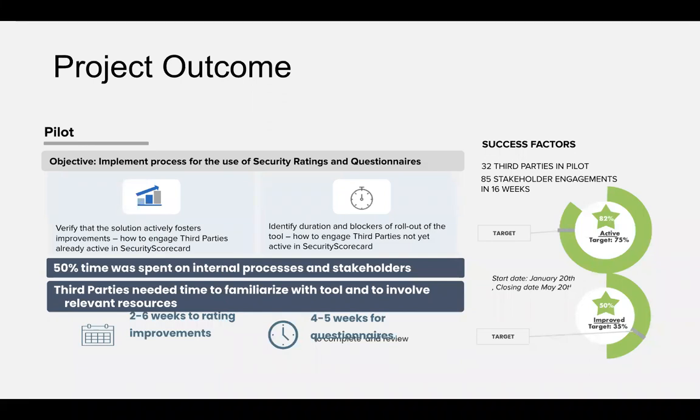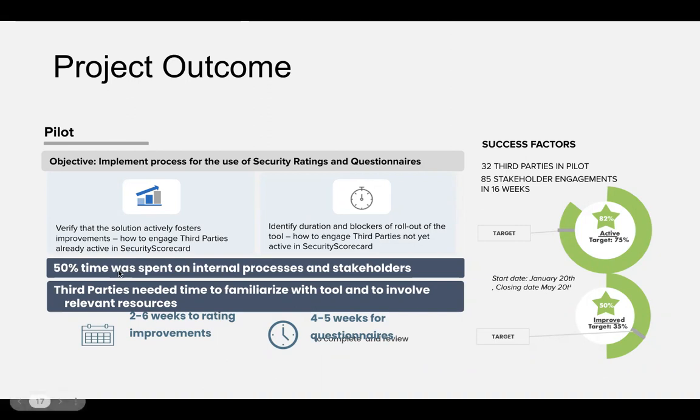We wanted to get engagement, right? So there were 32 third parties involved in the pilot. And in 16 weeks, we engaged in 85 stakeholder engagements, right? So we set a target of 75% to, let's say, reach these vendors, and actually hit 82% engagement. And this really came around this part here in the middle.